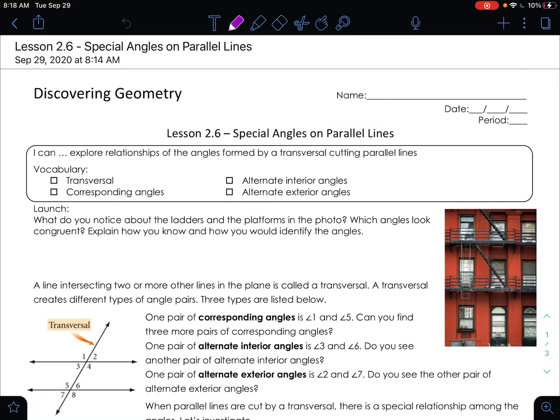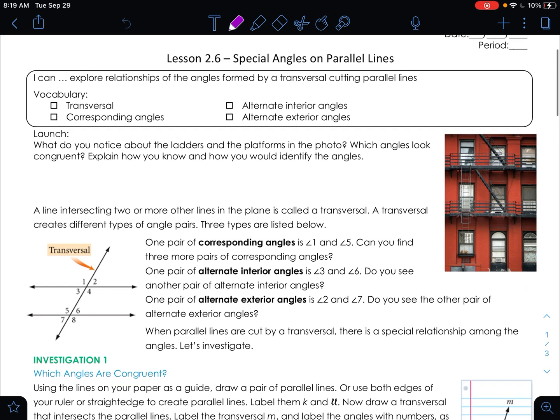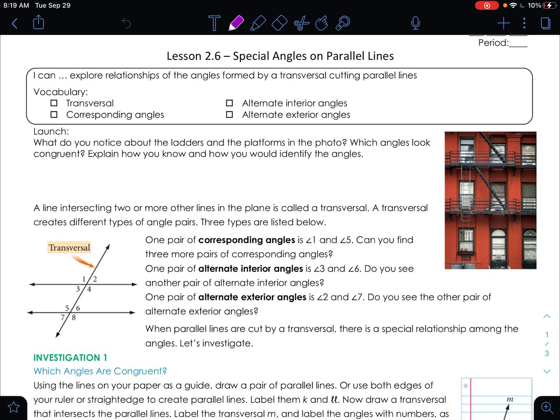So what we're going to look at in this video is some special types of angles that are created with parallel lines when parallel lines are intersected by what's called a transversal. So what I want you to first do is pause the video and take a look at the launch activity. So go ahead and pause the video now and try to do the launch.